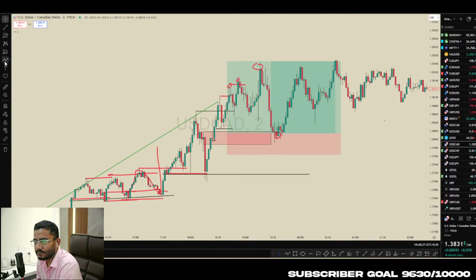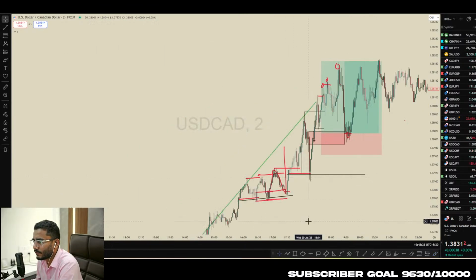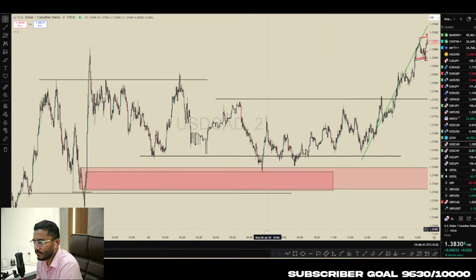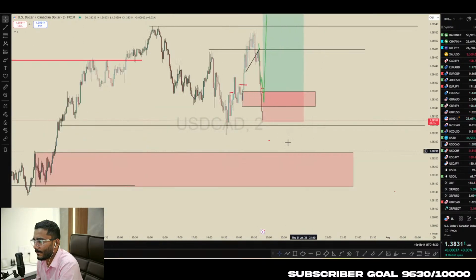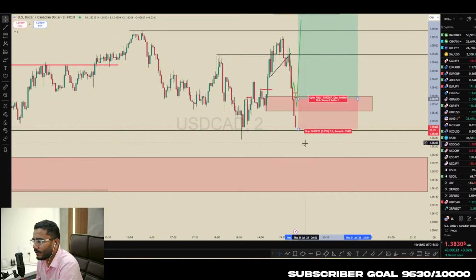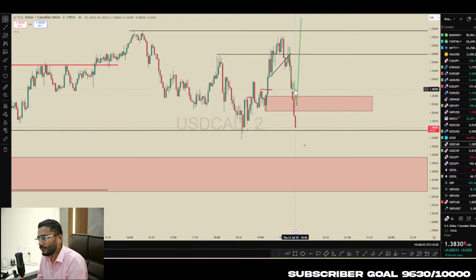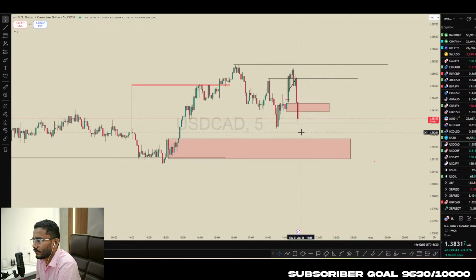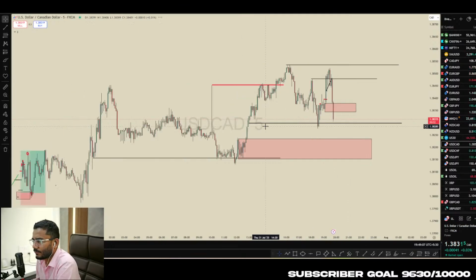Price came here. We don't have any structure, but then price created new structure, and you could have entered over here. Same thing. Now we will look for another entry. Now we look for entry below this area. Just because there is an order block, we don't have to enter everywhere, right?